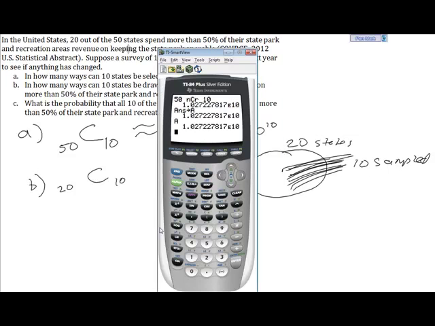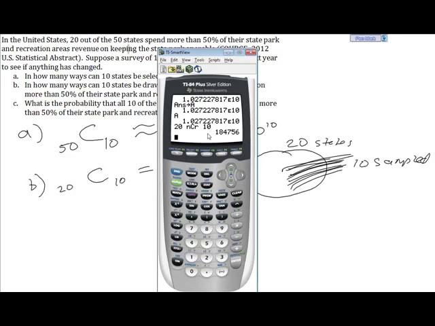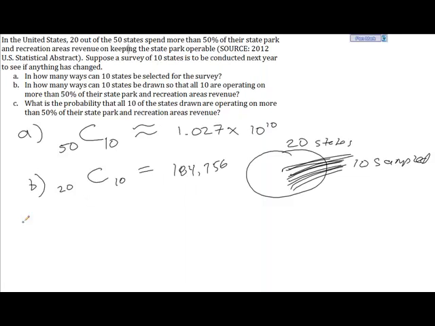Let's see what happened here. So we'll do 20, math, choose 10, and that gives us 184,756. Now you can go ahead and store this number as well if you'd like, but since we're going to be working on this number next, I'm just going to leave it here.